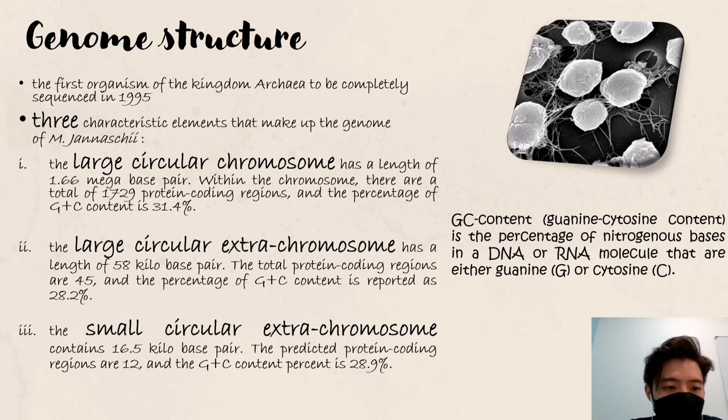So moving on, the second characteristic element that makes up the genome is the large circular extra chromosome. It has a length of 58 kilobase pairs, and the total protein coding regions are 45. And for the GC content, it's reported to be 28.2%. Lastly, we have the smaller circular extra chromosome. The small circular extra chromosome contains 16.5 kilobase pairs, and the predicted protein coding regions are 12, and for GC content, it is 28.9%.